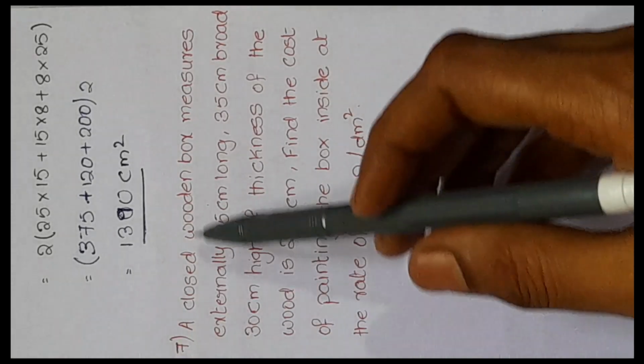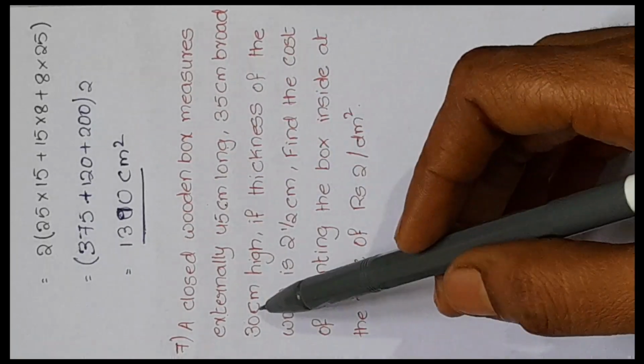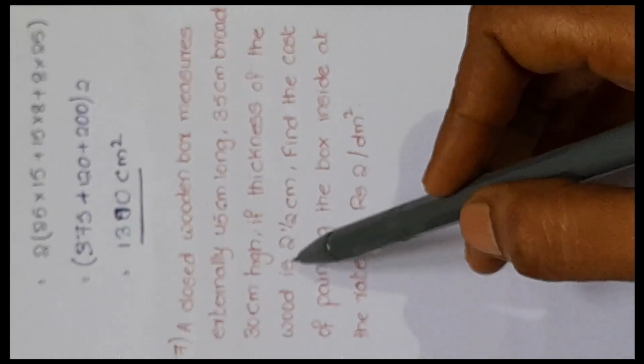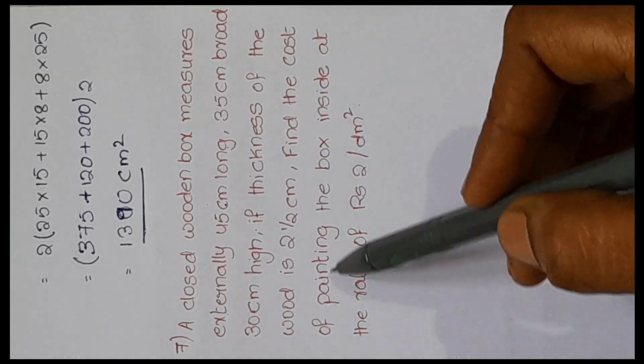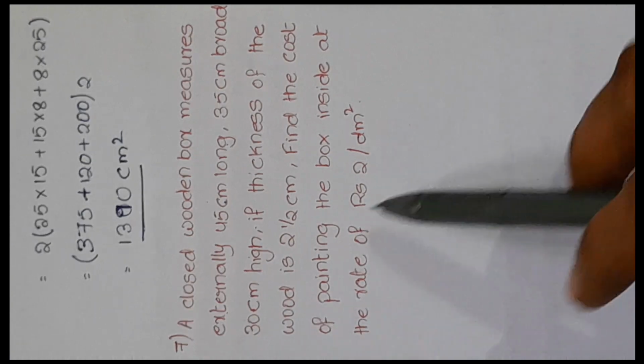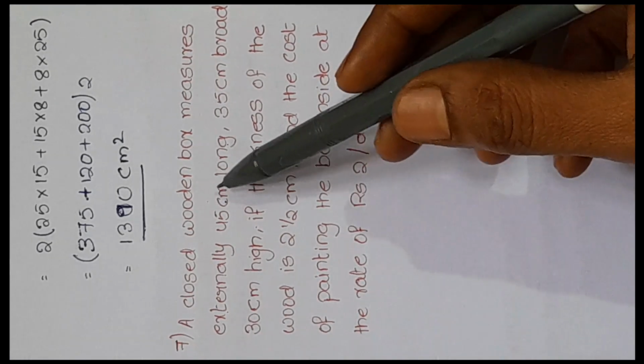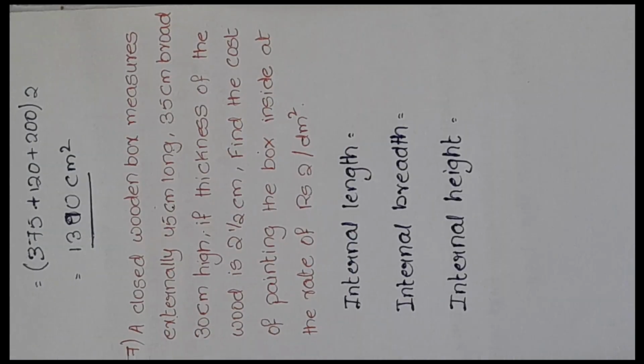Seventh question. A closed wooden box measures externally 45 centimeters long, 35 centimeters broad and 30 centimeters high. If thickness of the wood is 1 by 2 centimeters, find the cost of painting the box inside at the rate of rupees 2 per decimeter square. In this question, we should first know the internal surface area of the box. To know this, we should know the internal measurements.